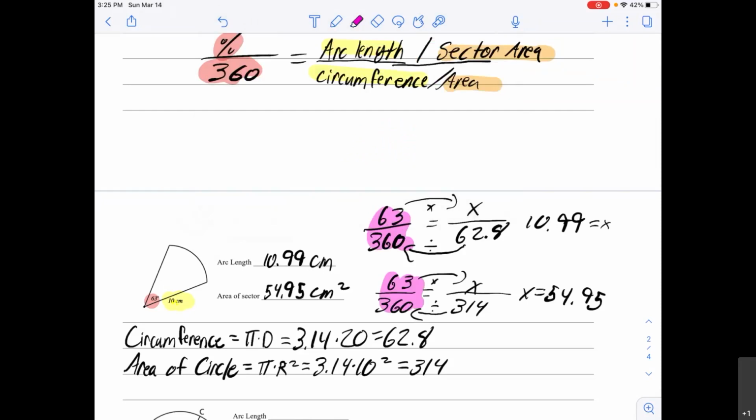That is the degrees that are in my little wedge of the circle over 360. The right side is where things look different. I have to have the circumference of the whole circle if I'm doing arc length, because arc length is part of the circumference. And I have to have the area of the whole circle if I'm doing sector area, because the sector is part of the area of the circle.